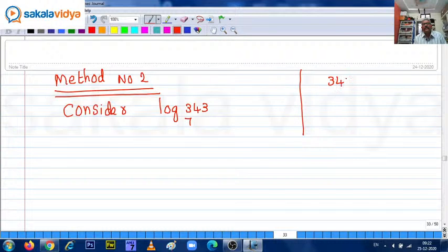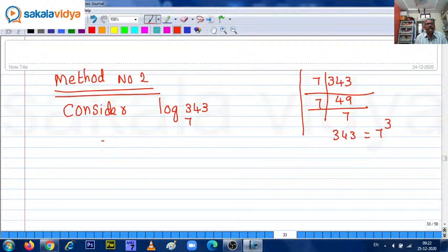343 can be written like this. Prime factorization: 7 fours are 28, 7 nines are 63, and 7 sevens are 49. So 343 can be written as 7 cube. Now substitute. This equals log of 7 cube to the base 7.